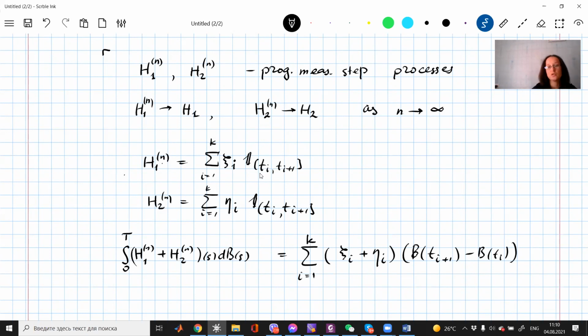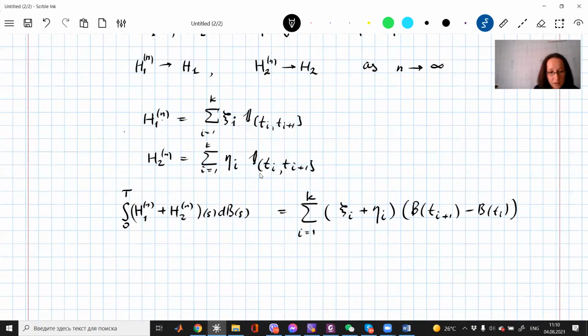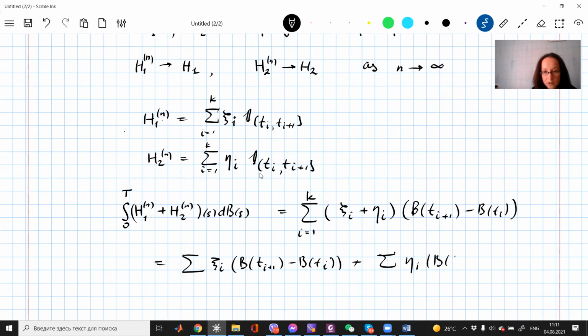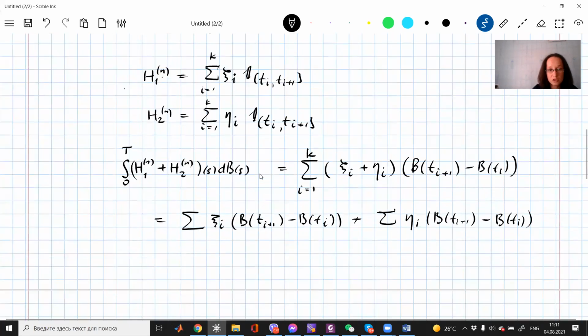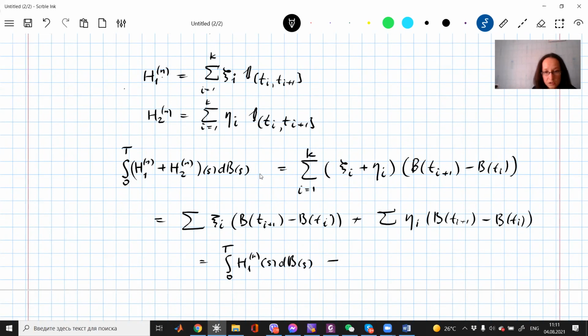So now we just use the linearity for sums, and this will be the integrals for H1 and H2: the sum of psi i times B at t_{i+1} minus B at t_i, plus the sum of eta i times B at t_{i+1} minus B at t_i. Okay, so this is just a sum of two integrals. So this property is very easy and almost obvious.